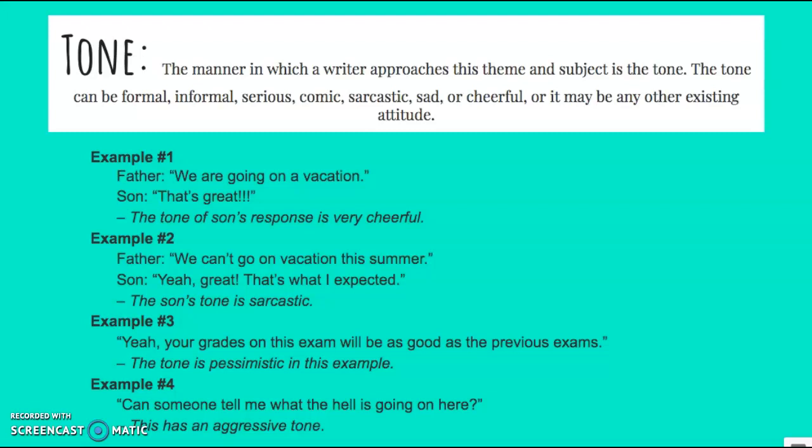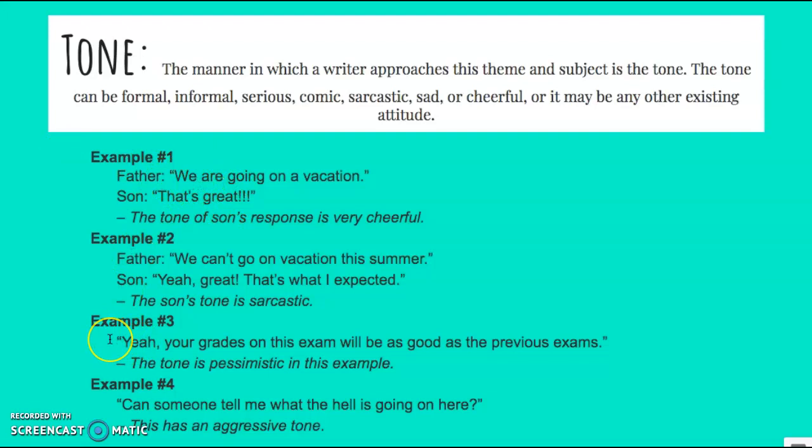So, for example, father says, "We're going on a vacation." Son, "That's great." The tone of the response is cheerful. Example 2, father, "We can't go on vacation this summer." Son, "Yeah, that's great. That's what I expected." The son's tone becomes sarcastic, where it's like verbal irony there. He doesn't really mean it's great, where in the first one, he really does mean that's great.